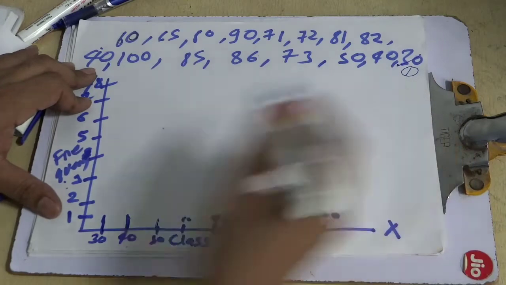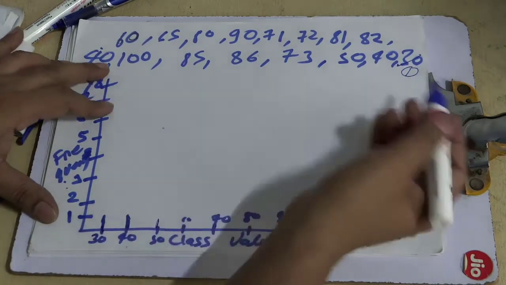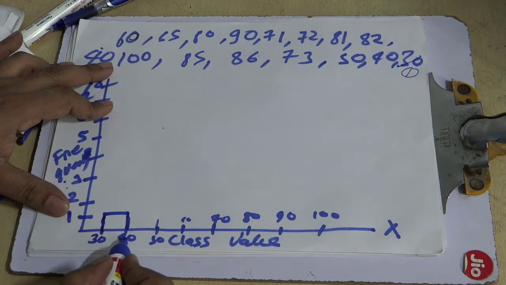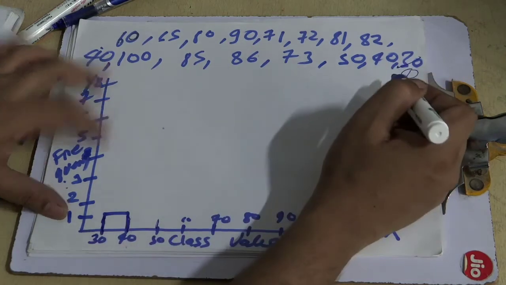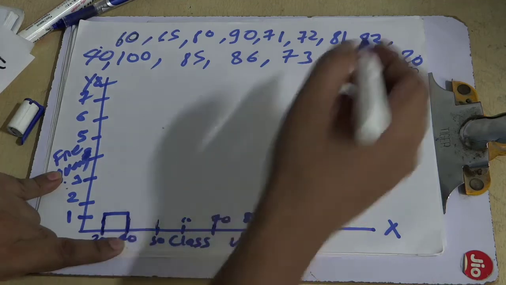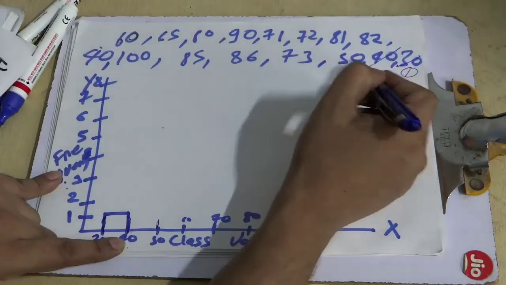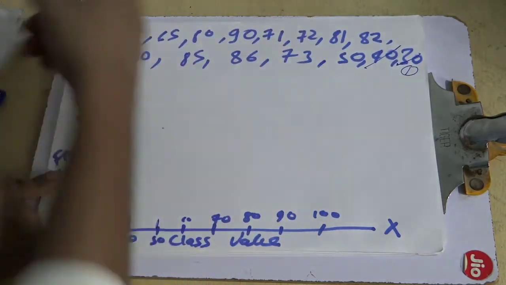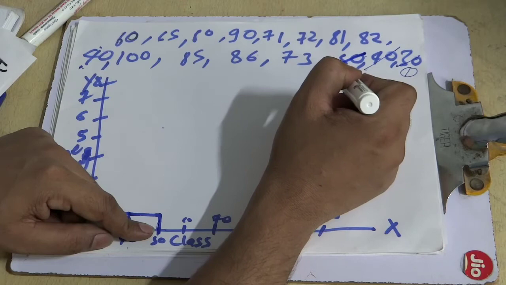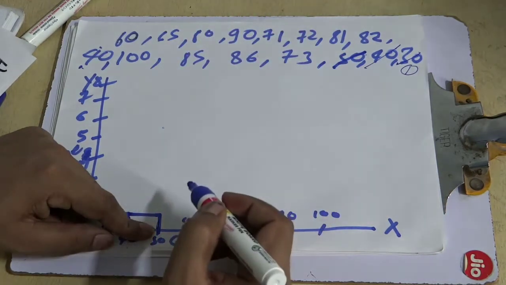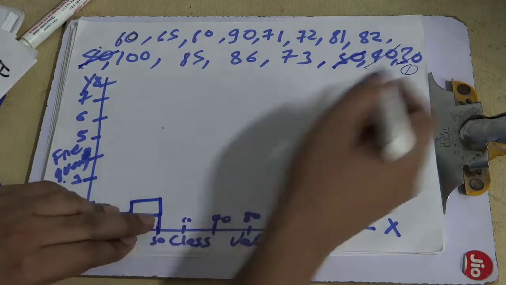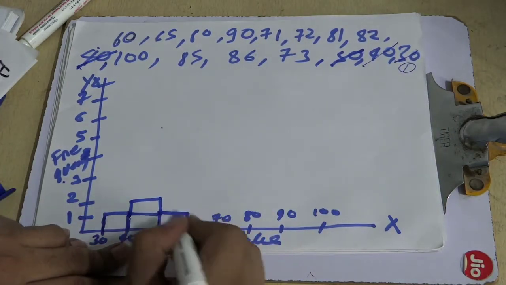Now 30, how many students got 30 to 40? Only one student. So here this is 1, we will draw this one. And how many students got from 40 to 50? Here 40 will not come under 30 to 40, 40 will come under 40 to 50. So only one student. So here again we can draw this. And 50 to 60, 1, students perform very well. No, here again we have 40. 40 was 2 times anyway. The 50 is only 1 time. 50 to 60, so here we draw this like this.